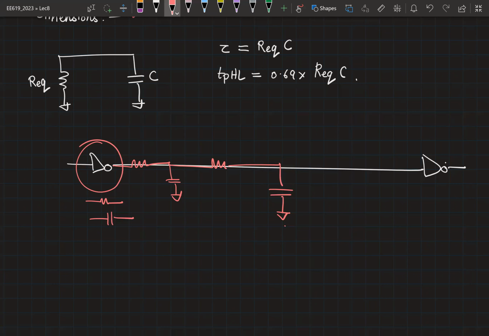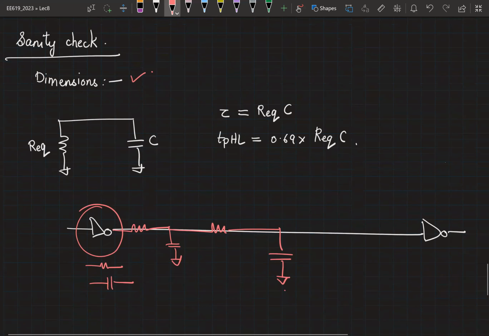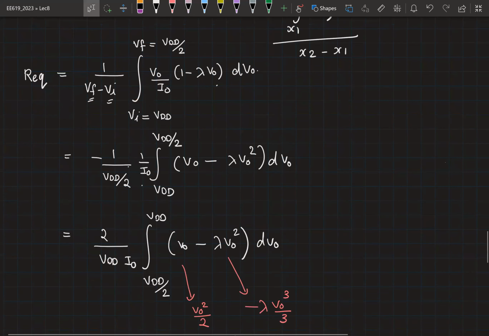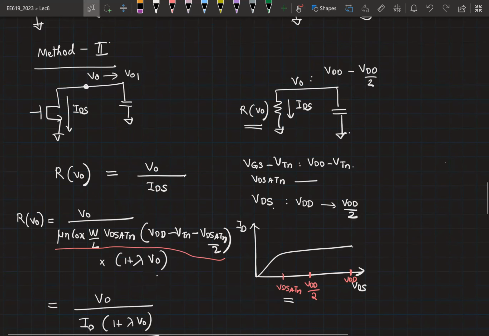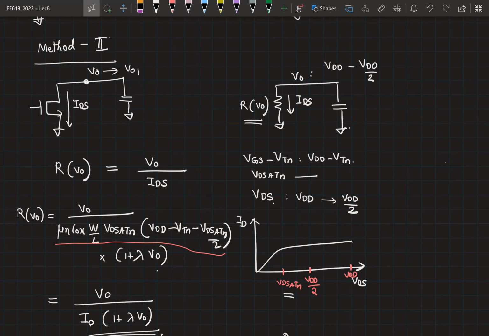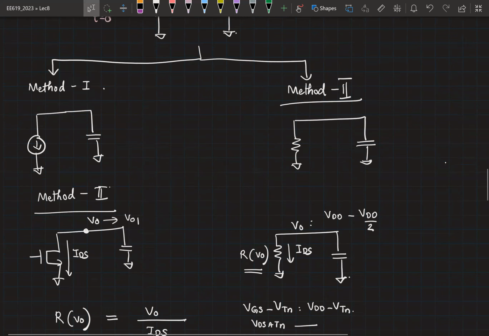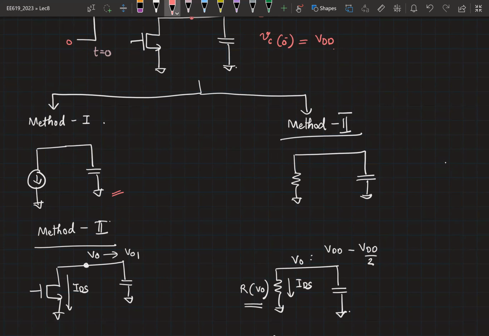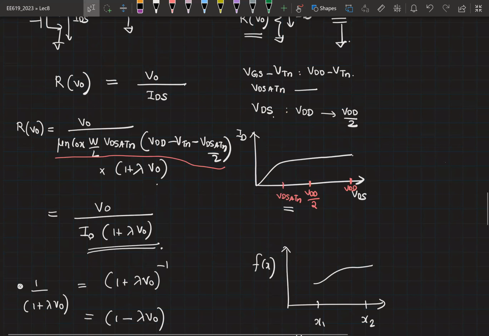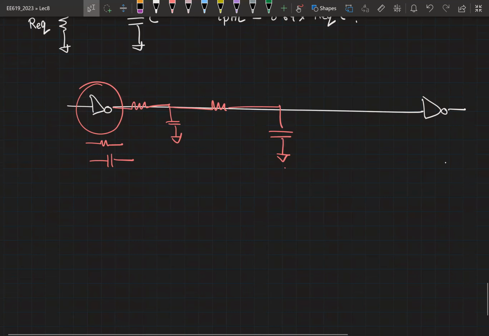So it makes it easier to model it using R and C instead of modeling it with a current source and a capacitor. But just to show you that two methods will give you the same result, let us also do the calculation using method 1. And in doing this, for now, I'm going to assume that lambda is equal to 0. So I'm going to compare both the methods with the assumption that lambda is equal to 0. But feel free to do full-blown calculations for this with finite value of lambda. So first, let us calculate. Can you tell me the value of TPHL in method 2 when lambda is equal to 0?